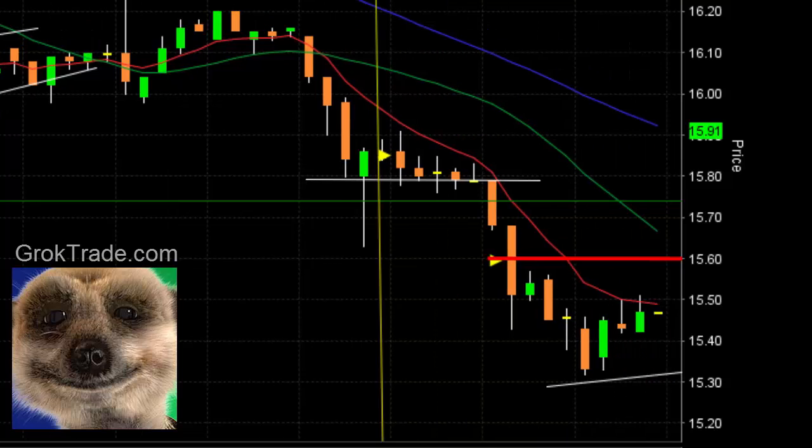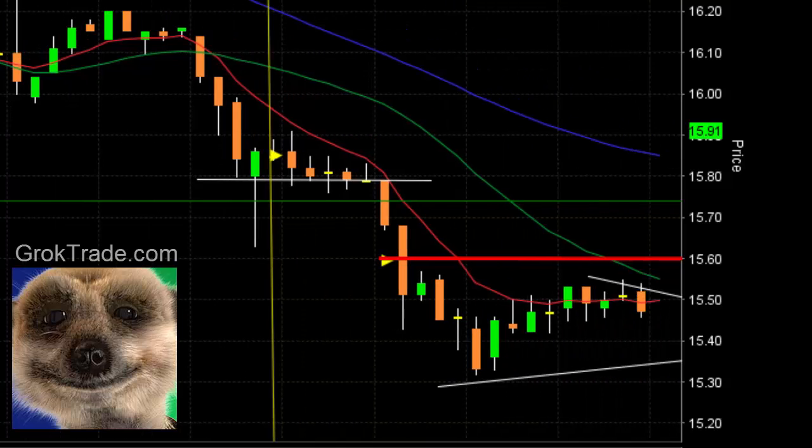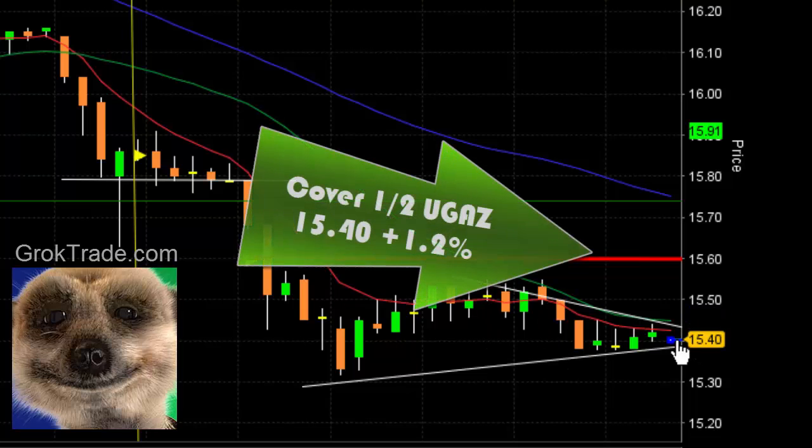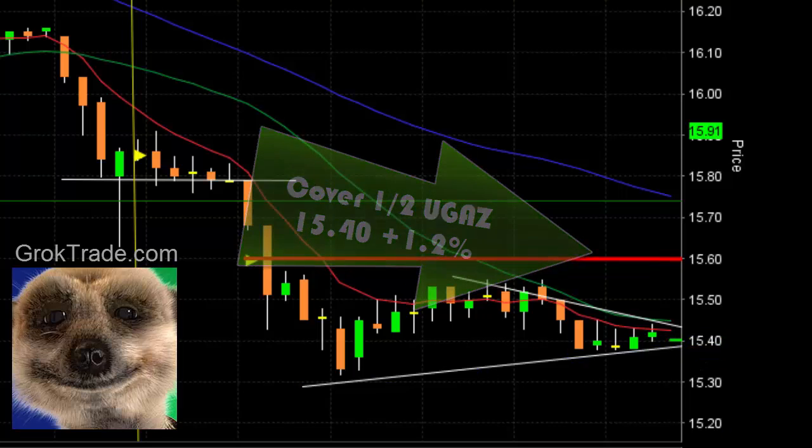And there it goes, falling down here. And what's happening now? It fell down, but now it's forming what we call a symmetrical triangle, and that's very neutral. So it was sitting here a long time, so I went ahead and I took out half right here at $15.40 for 1.2% on the first half. And let's see what happened after that.